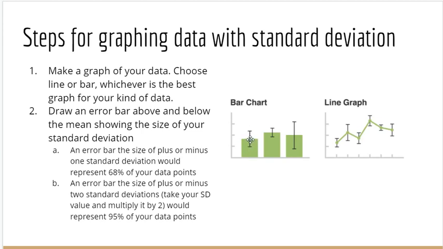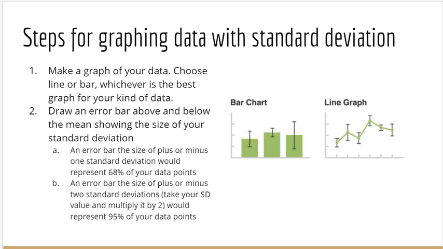So if my standard deviation was 1, okay, if I wanted to show 68% of my data, I would graph the average, and then I would draw a little bar up 1 and down 1, up 1 and down 1, up 1 and down 1, okay? Same thing for a line graph. But if I wanted to show 95% of my data and my standard deviation was 1, 1 times 2 is 2. I would then put my error bars up 2 and down 2 from my average. Okay? Does that make sense? I hope so.